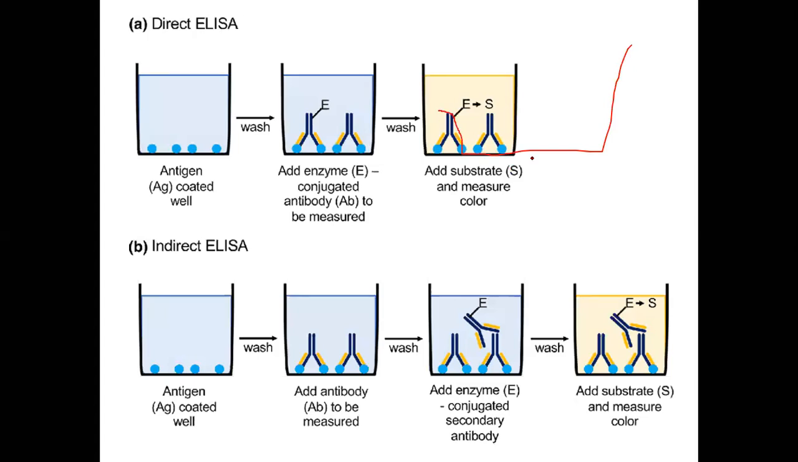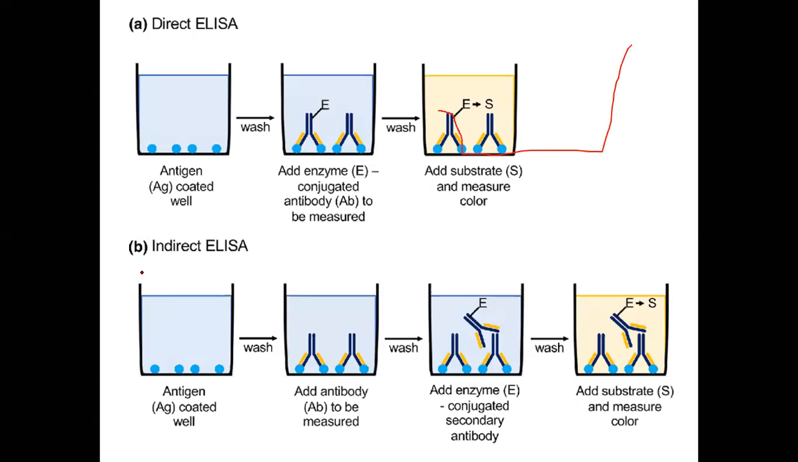So here whatever substrate is now converted into the colored one can be measured using ELISA readers, which are available in different types. So we have spectrophotometric, colorimetric, and different types of readers available in our laboratories, which can be used. The next type of ELISA method is the indirect one.